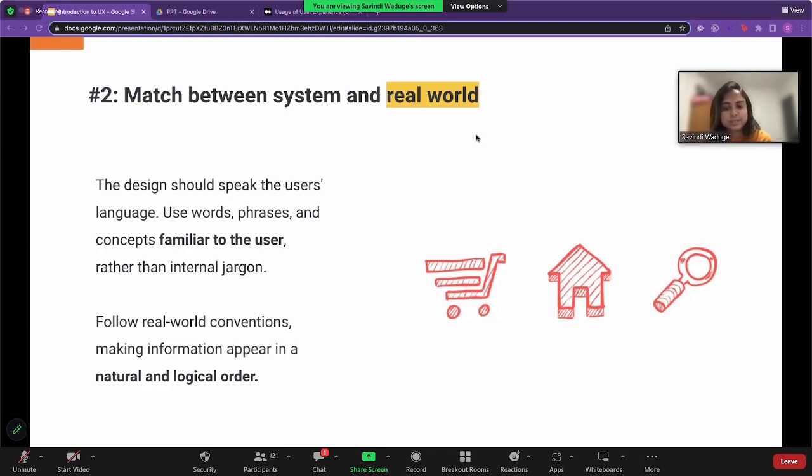Like you can see, the shopping cart icon is like an actual shopping cart. We can go to the home page by showing an icon of an actual home, and search is a magnifying glass, things like that. Those are the matches that we have between the real world and the system. So you can use these things whenever you can.